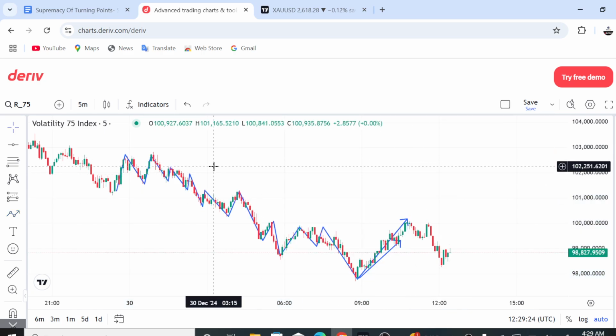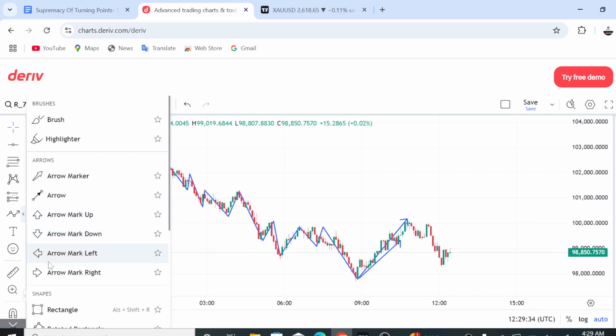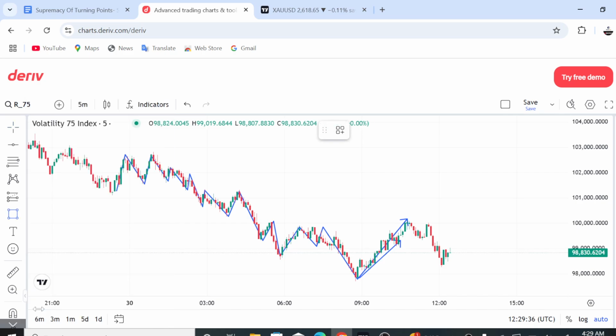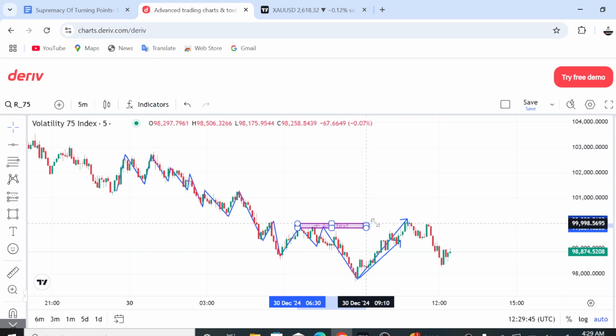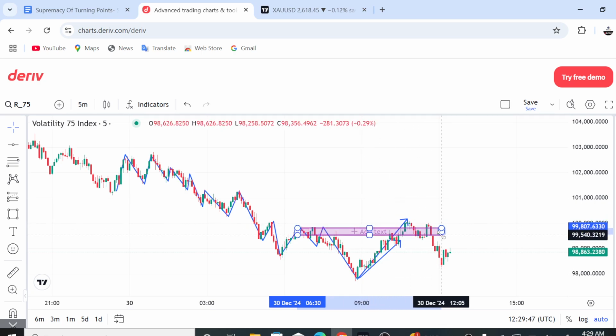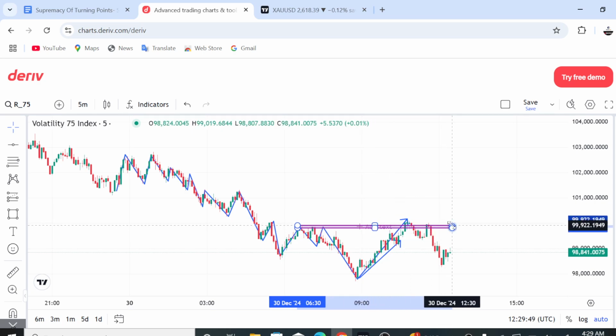Okay, now as I stop here, I'm going to show you the next thing that might happen in this market based on swinging or turning point characteristics. You see this level, this is a swing high. Okay, this is a swing high.